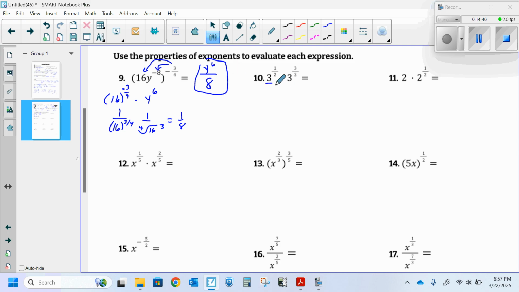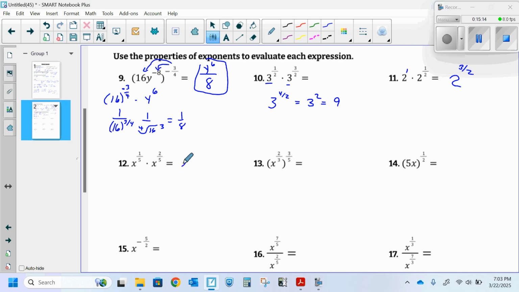Okay, we just did one of these on the previous page. Bases stay the same. Add your exponents. 1/2 plus 3/2 is 4/2. So that's 3 squared, which is 9. Here we have 2 to the first times 2 to the 1/2. Do not multiply those. Add the exponents. Okay, so we have 1 plus 1/2 is 3/2.